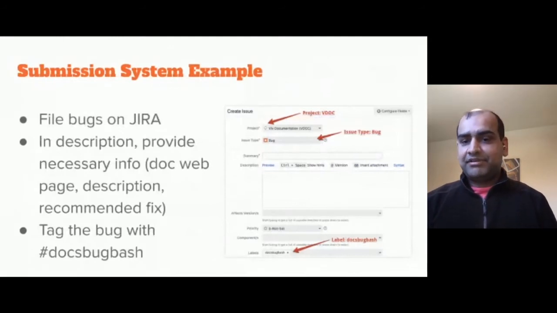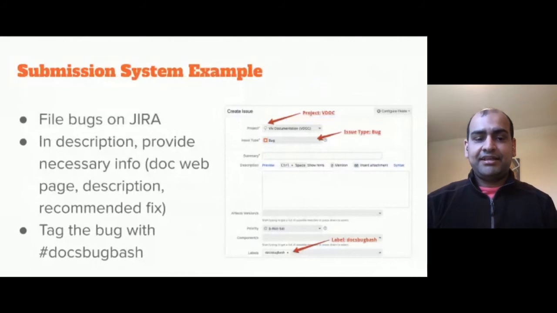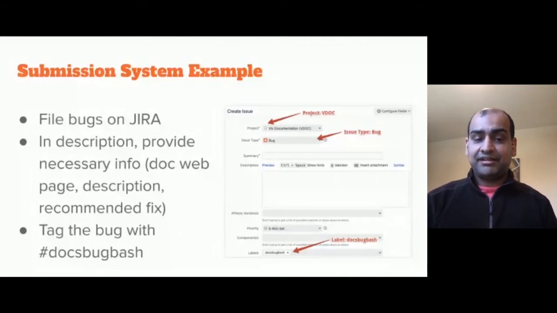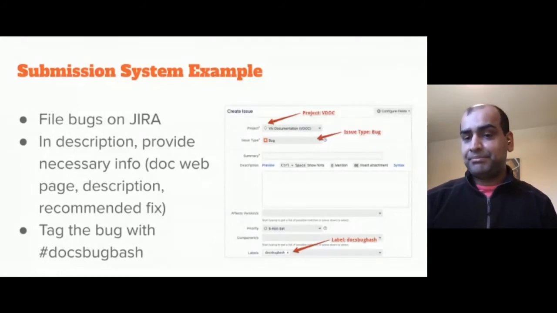Here's an example of our submission system within Samsung. We use Jira, and you can have certain areas of your tracking system that work in your favor. For example, labels work very well for us to make sure that we are triaging things with that label. And you want to make sure that they use the issue type bug if your tracking system has that capability.